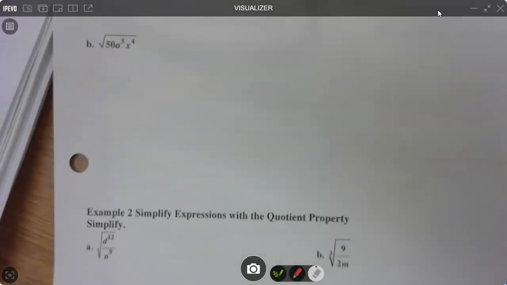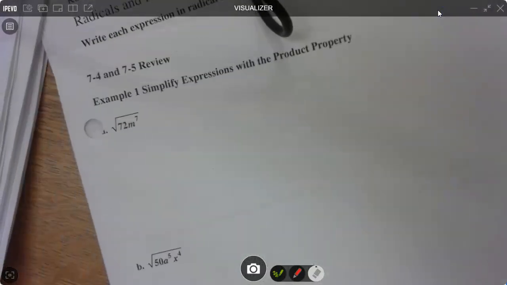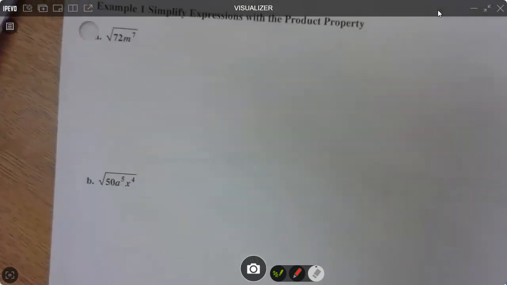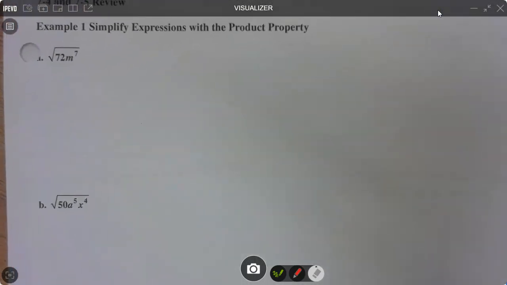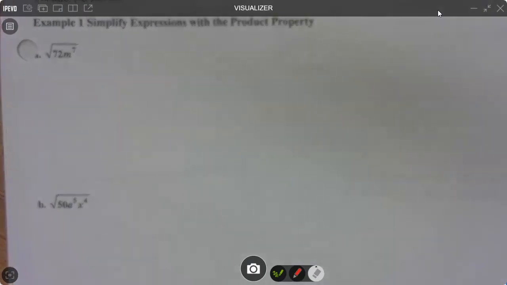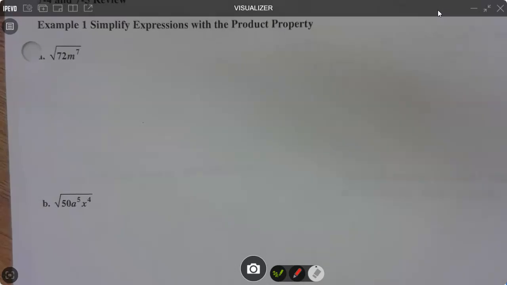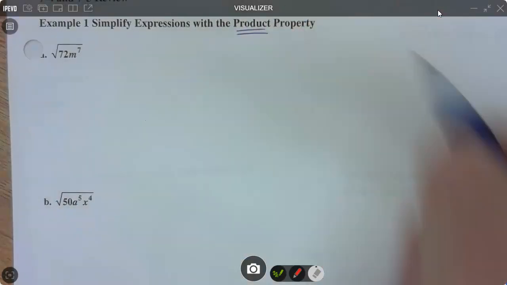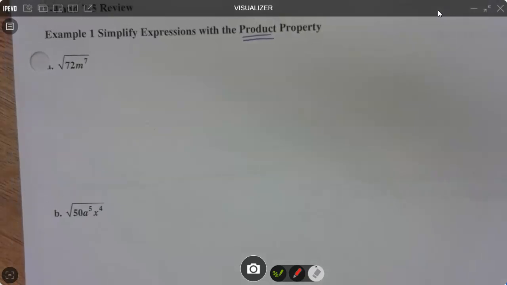So we are going to first start with a review of 7.4. 7.4 was about simplifying. The first thing we talked about in 7.4 was simplifying expressions using the product property. Remember that the word product means multiply.